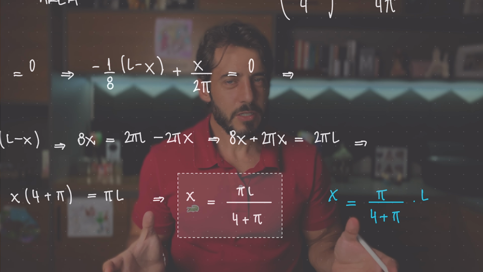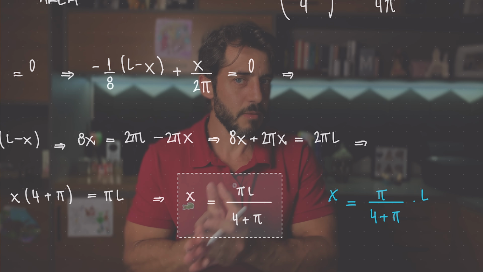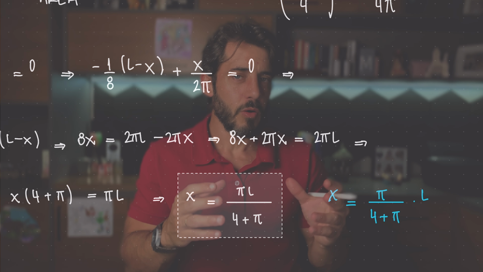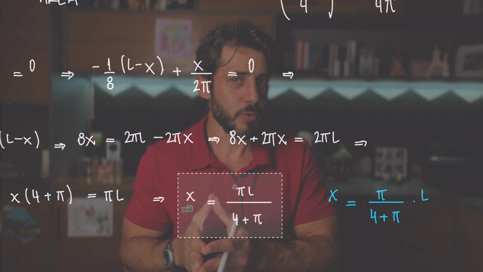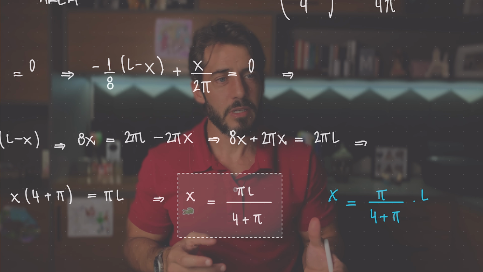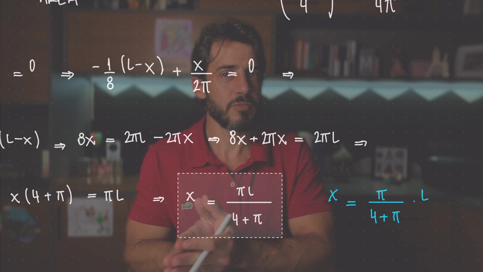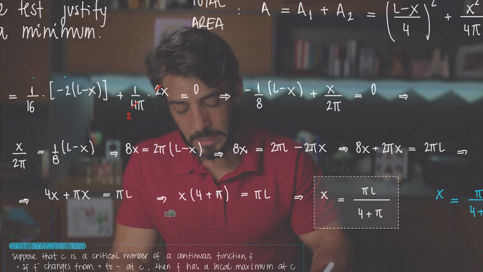Now, the million-dollar question is, does this critical point provide us with a max area, the area composed of these two shapes, or does this critical point provide us with the minimum area, which is exactly what we want? In order to test it, we can either use the first or the second derivative tests. In this case, we're going to use the first derivative test. And how does it work?